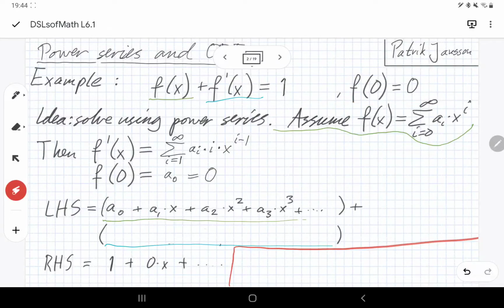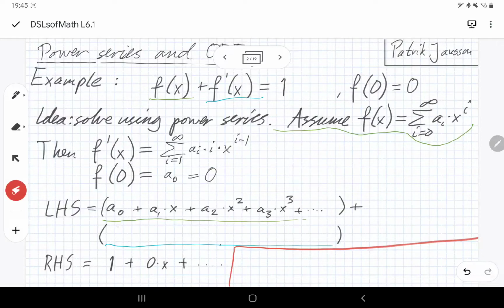Okay, so I've written the left-hand side of this equation. The left-hand side is this whole expression, written as two big sums with a plus in between. The first sum is f of x, and the second sum, underlined in blue, is f prime of x. To make this more concrete, I will line these up so that the constant terms are lined up, the x terms are lined up, the x squared terms are lined up, and so on.